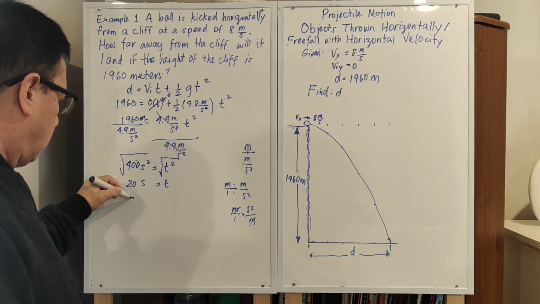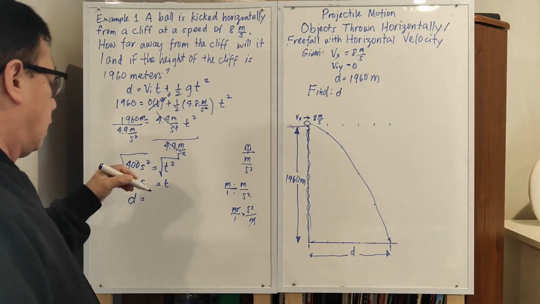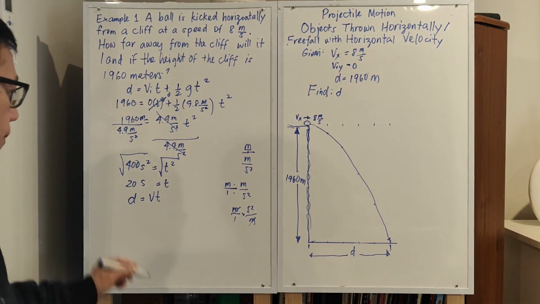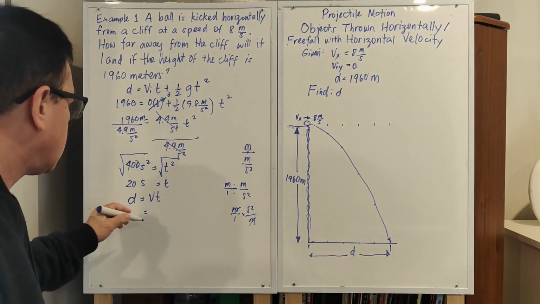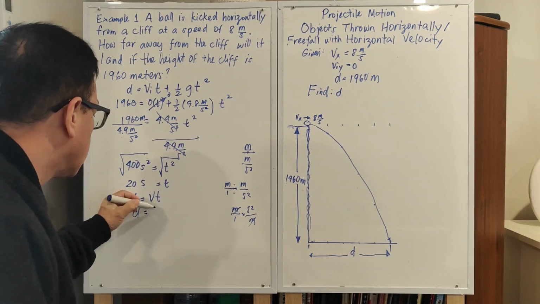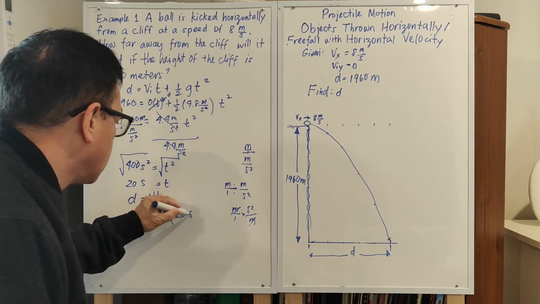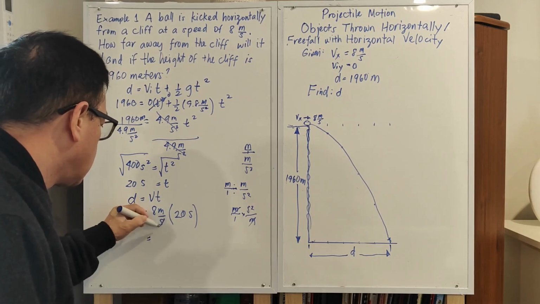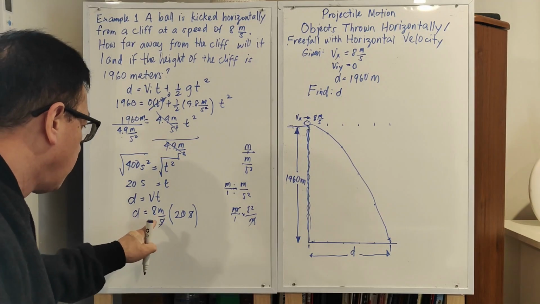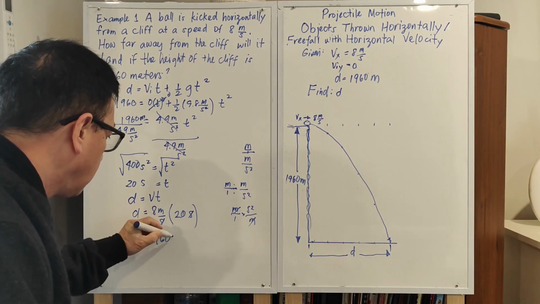So the velocity formula using the distance and time is this. So distance is velocity times time. So the distance will be the velocity, which is 8 meters per second, times time, which is 20 seconds. So seconds will cancel. So the distance is 8 times 20, which is 160 meters.